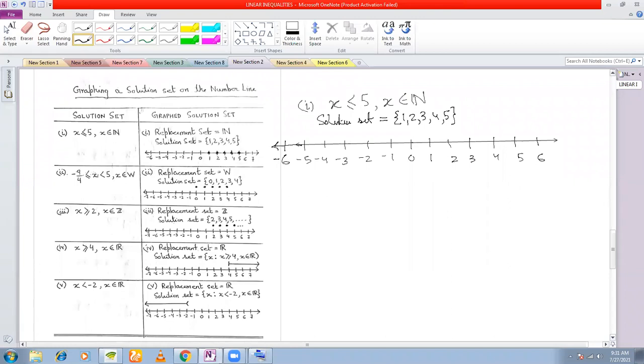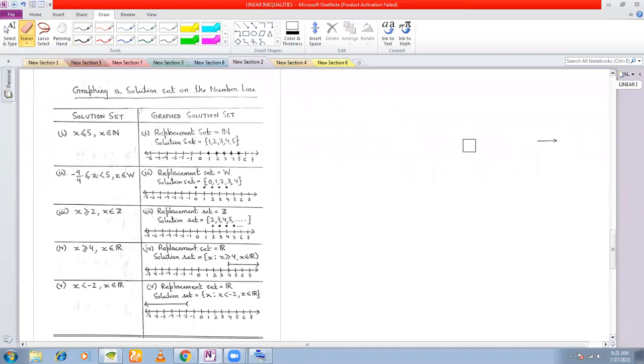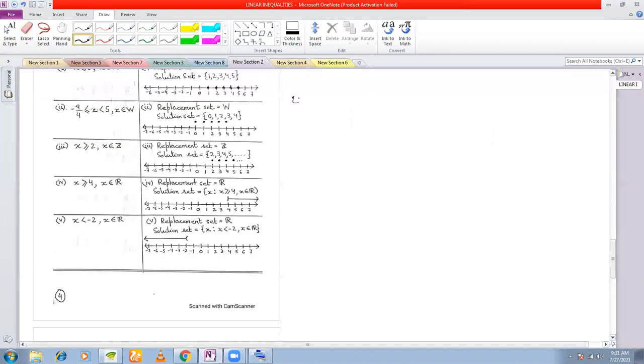Graphing this, either you can put dots here, or you can also put dots on top. Either way it will work. This is already what you have done in your class 8. Look at this.